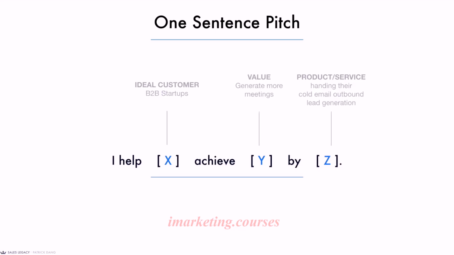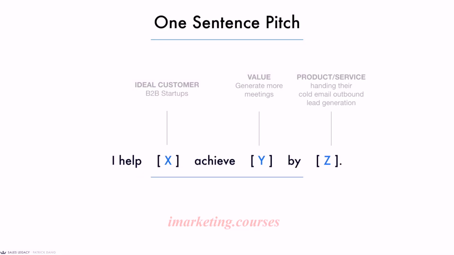Now, let's go ahead and give you some examples of the one sentence pitch. Again, the formula is I help X achieve Y by doing Z. It could be something like, hey, I help B2B startups generate more meetings by handling their cold email outbound lead generation. In that example, let's say you have an agency that is a cold email lead generation company. You say, hey, I specifically help B2B startups generate more meetings by handling their cold emailing outbound lead generation strategy, and I actually do that for them, right? It's very clear on what you do.